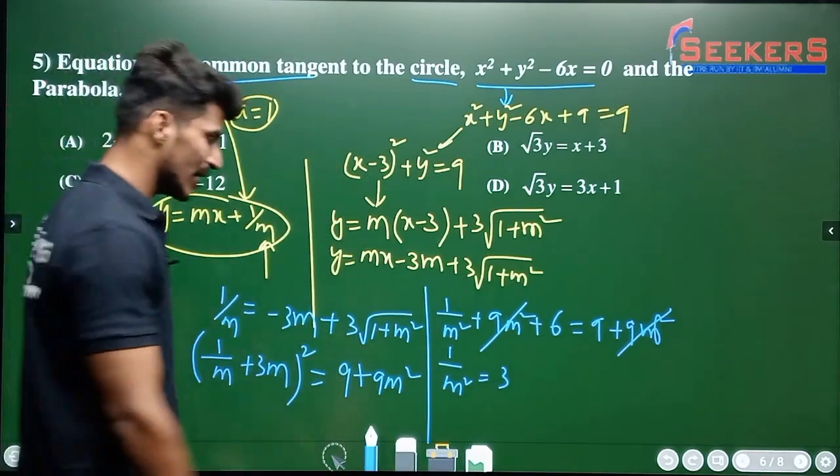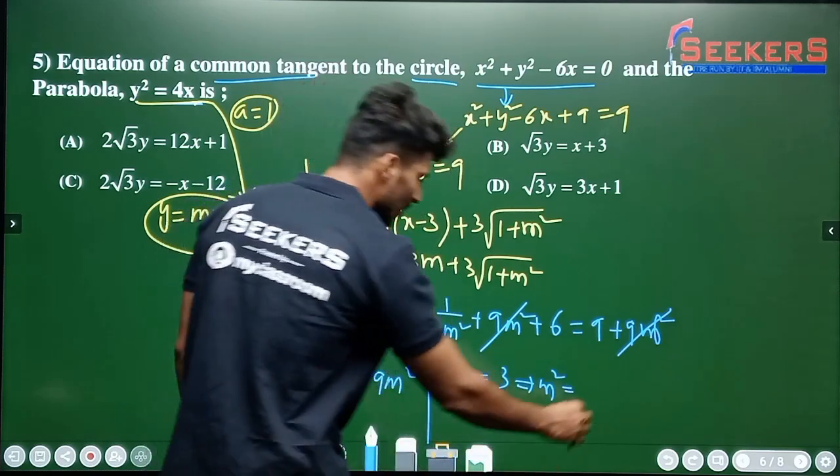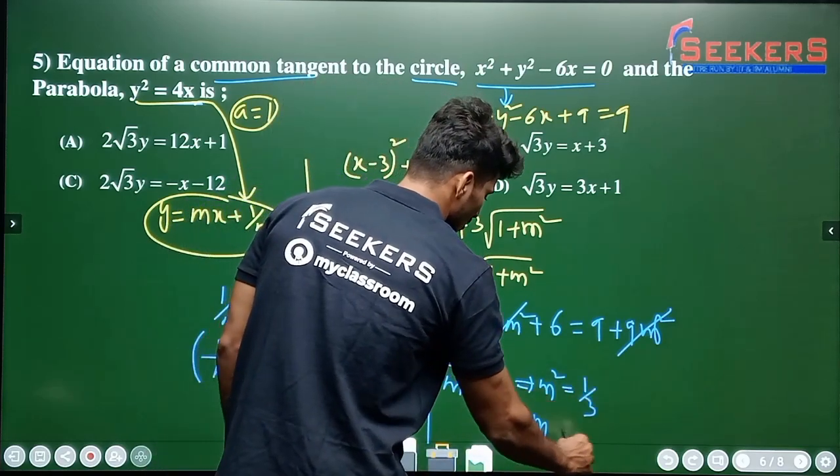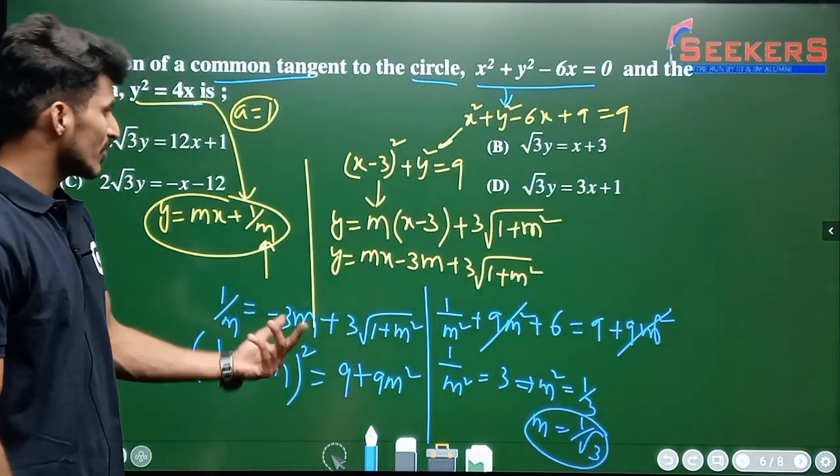We need to find out the m value. How can you find out the m value? Tell me here. So m square is equal to 1 by 3, in fact. 1 by 3 means the m value is going to be what? 1 by square root of 3. Alright, 1 by square root of 3, I got. So the m value I got now.